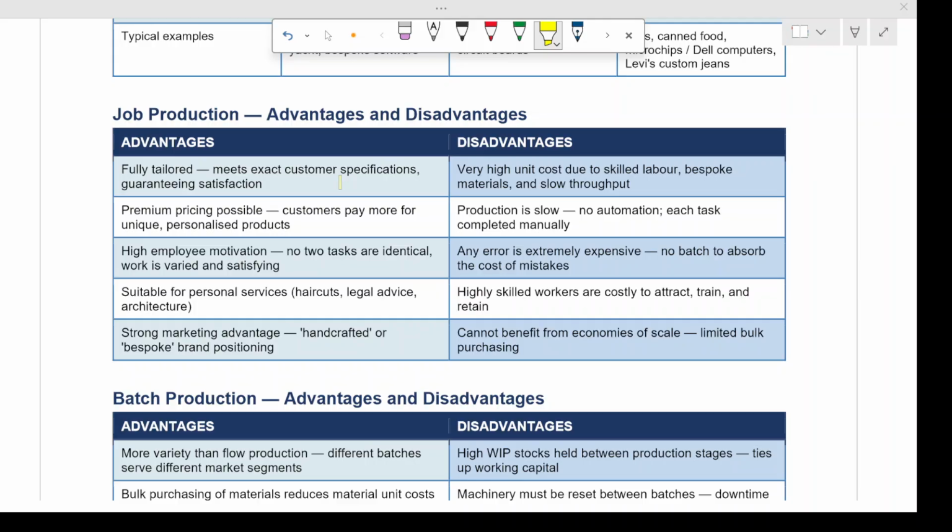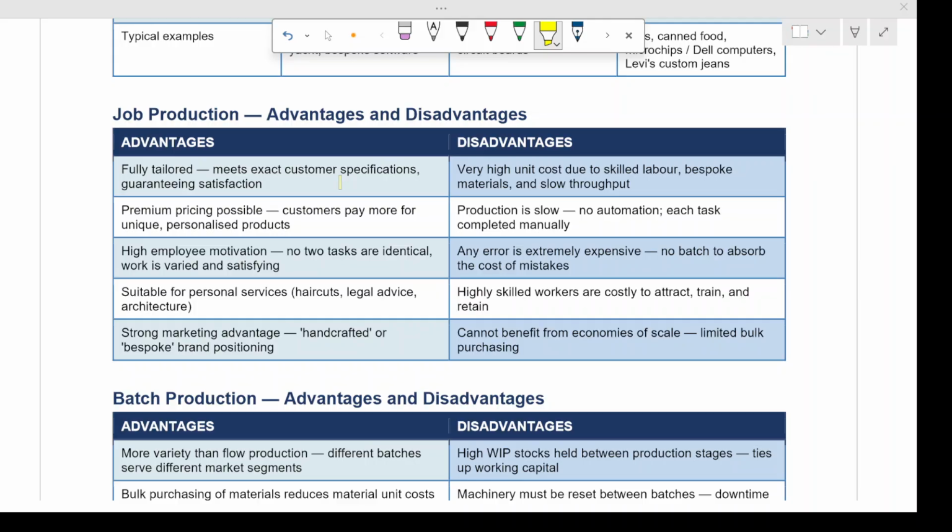Also, production is slow because there is no automation. I mean, if you go for a standardized process, there are pre-made machines and processes and services. So in that scenario, it is easy to do everything quickly and efficiently. But if you go for just job production where everything is customized, in that scenario, production will be slow, as there will be no automation and each task will have to be done manually.